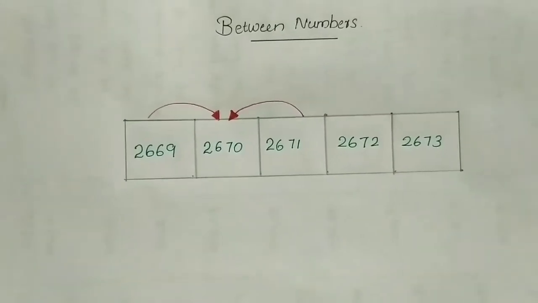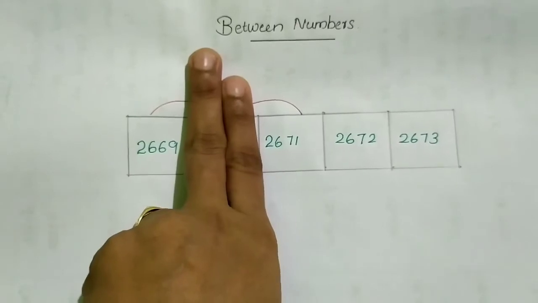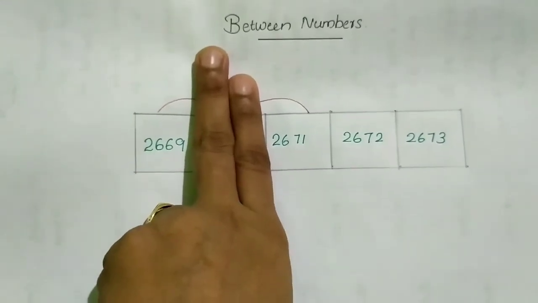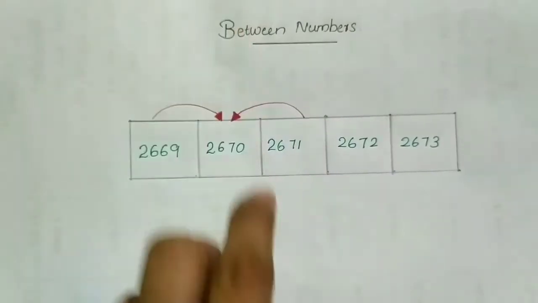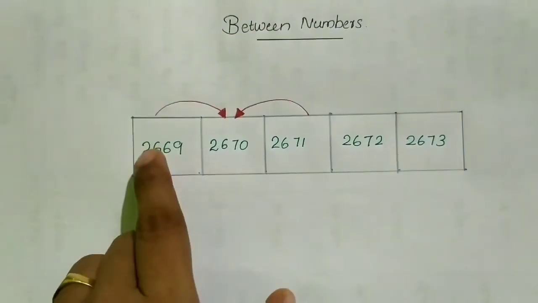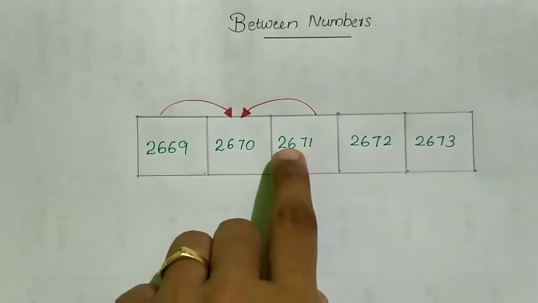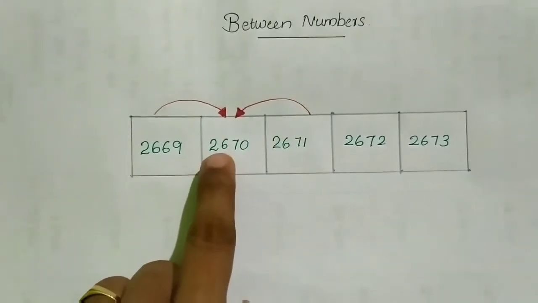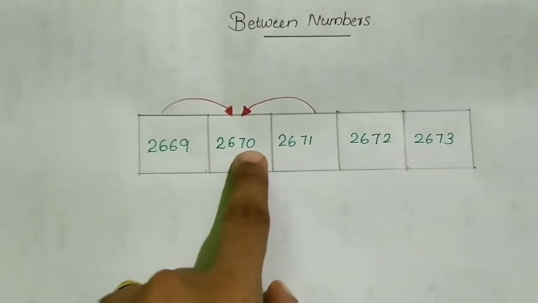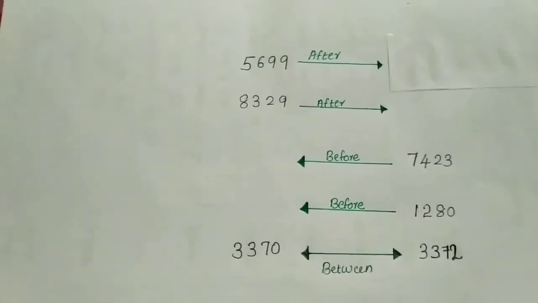Next, between numbers. The number in between two numbers is called between numbers. Here, the number in between 2669 and 2671 is 2670. Let's see some more examples.